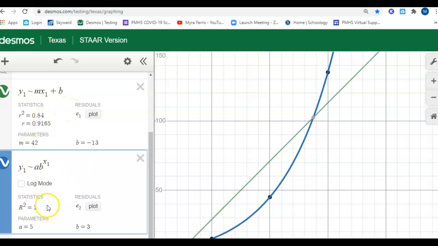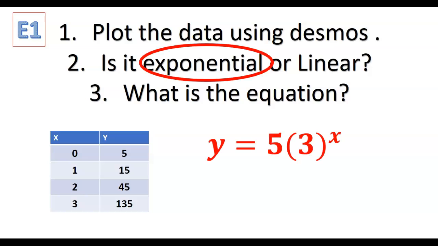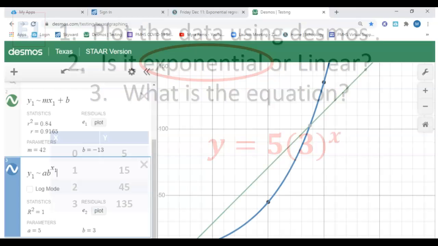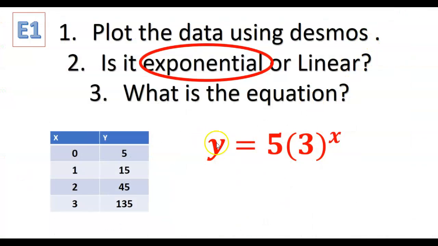Look at the R values. I'm looking for an R value closer to 1. The closer it is to 1, the better it fits the data. If it's exactly 1, it is exactly exponential in this case. So, this is an exponential equation. From Desmos, you see the A, the 5, and the 3 right here? That's where I got the 5 and the 3 right here.